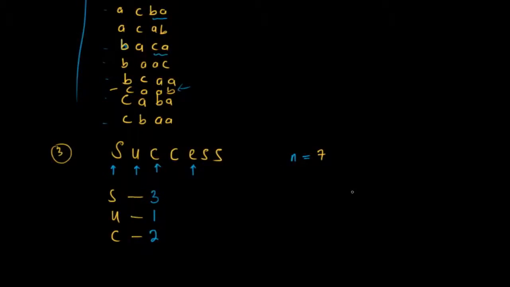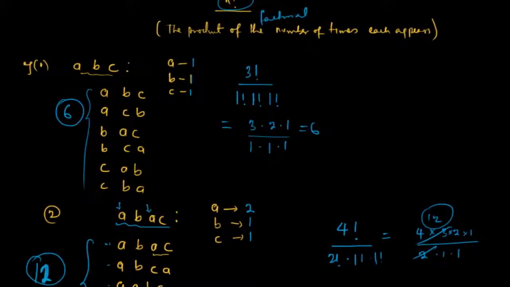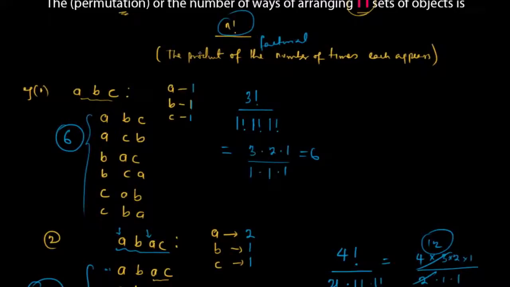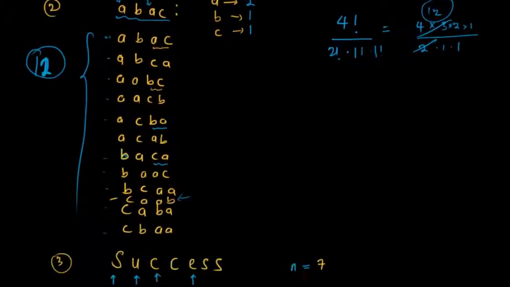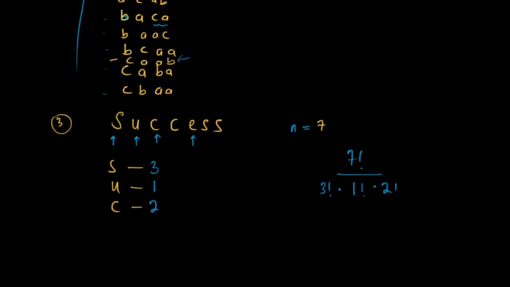So if you're told to find the number of ways of arranging the word SUCCESS, the number of ways is just going to be n factorial like we have here. You remember the formula says n factorial divided by the product of the factorial of the number of times each appears. So we come back here: n factorial, which is 7 factorial, divided by the product. For S we have 3 factorial, times for U that's 1 factorial, times for C that is 2 factorial.